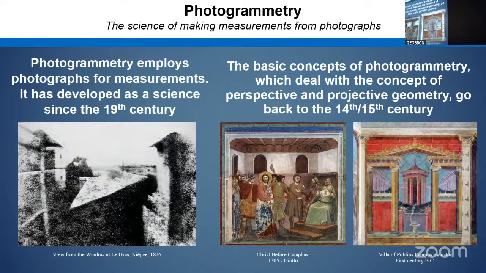The dawn of photogrammetry is essentially the dawn of photographs. So this is the first attempt at taking a photo, a view from the window in France, about 2 centuries ago. It's the first photo. So photogrammetry starts together with photography. However, the basic concepts of photogrammetry are rooted in perspective and projective geometry that date back to the end of the Middle Ages. Yet there are some attempts at projective perspective already in Roman times.